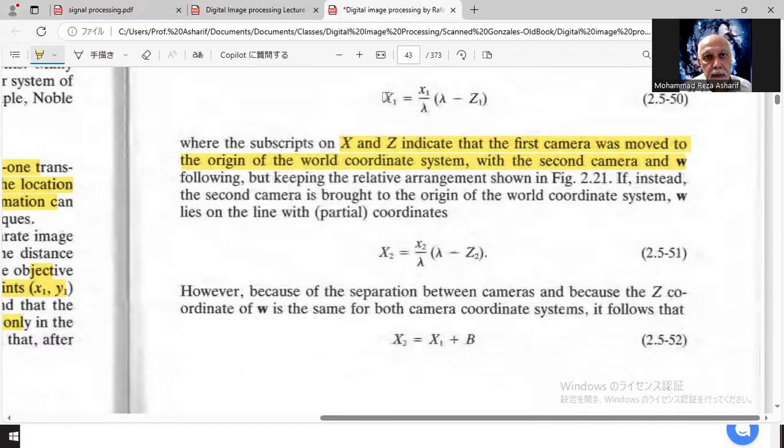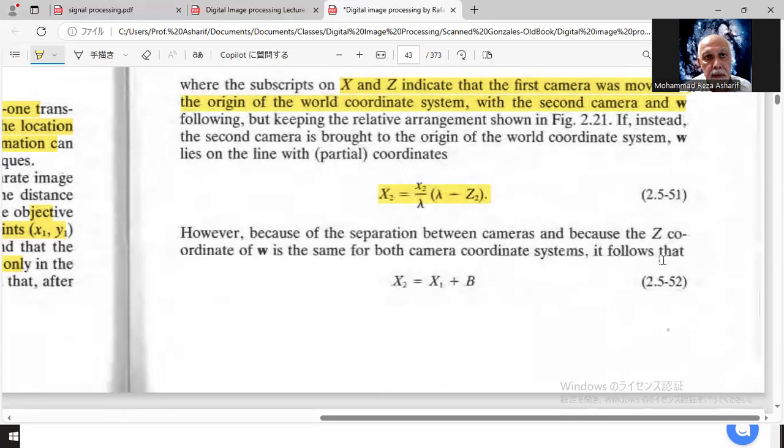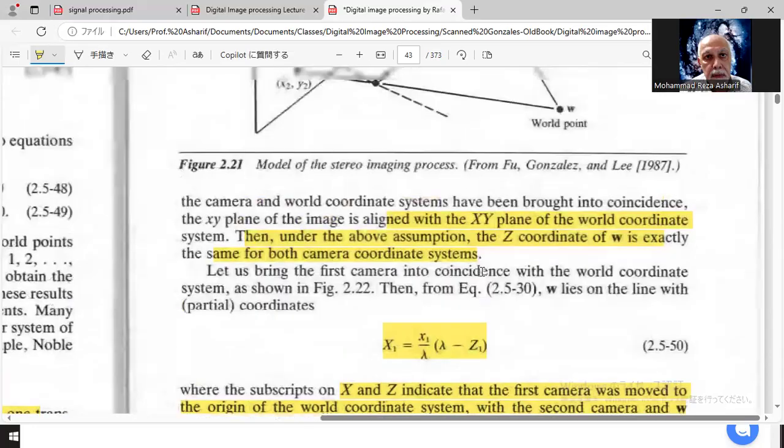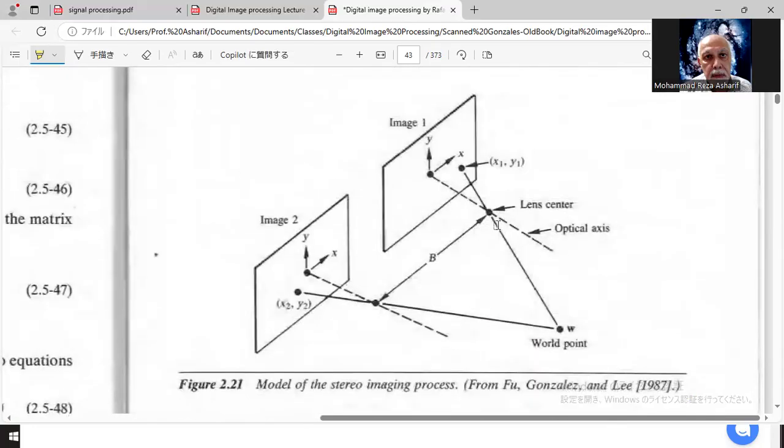So for the second camera, the large X is the world coordinate X, and the small x is the image coordinate x. With the other camera, we have x2 with the world coordinate, the same focal distance and Z. Of course, Z1 and Z2 are the same. The only difference is the separation of the two cameras. The Z coordinate is the same, and we just have the separation, which is the baseline B between the lenses of the two cameras.